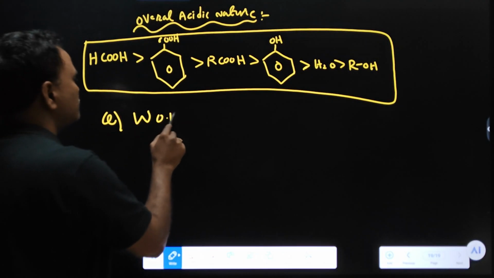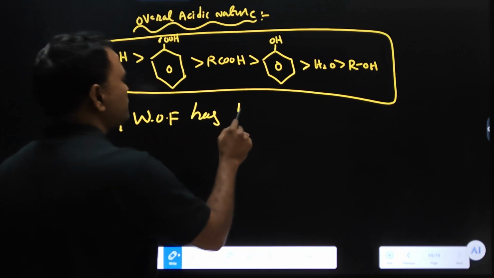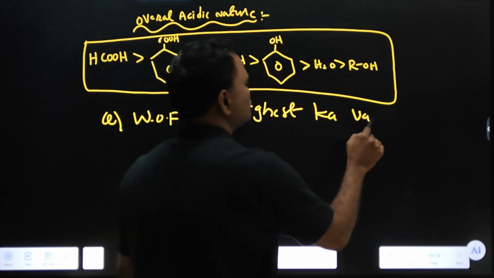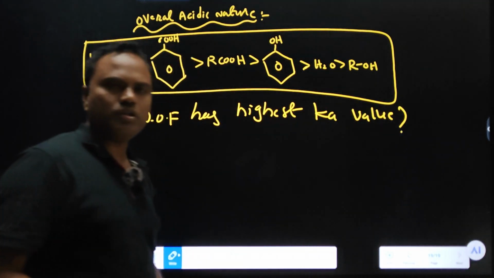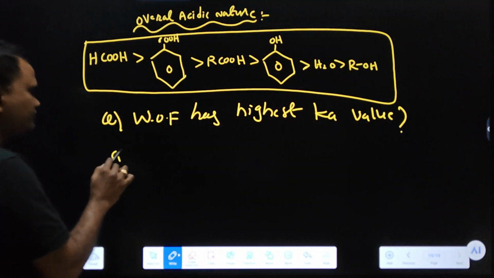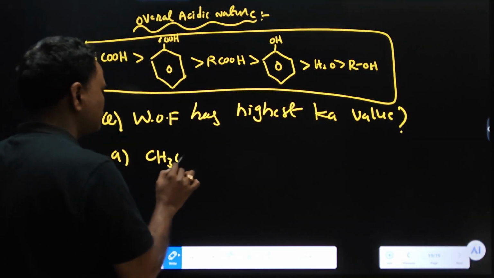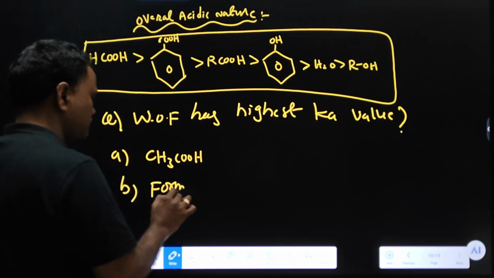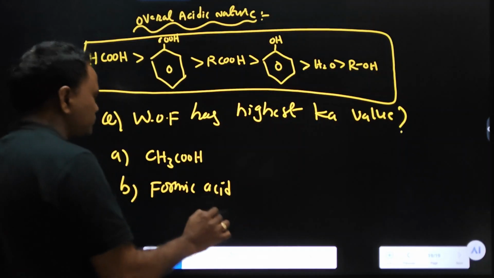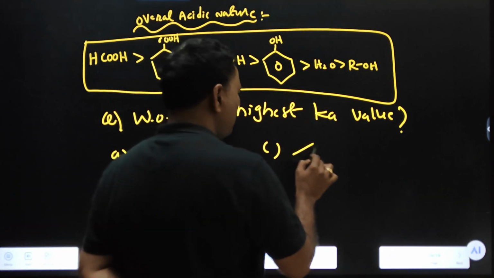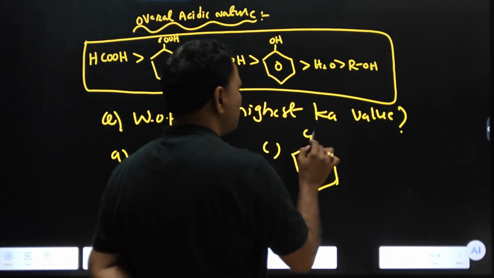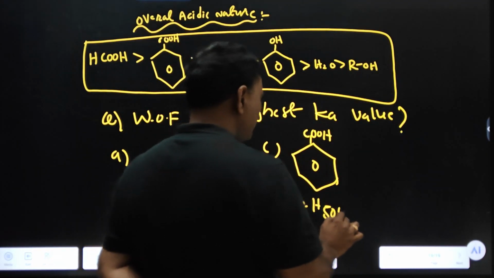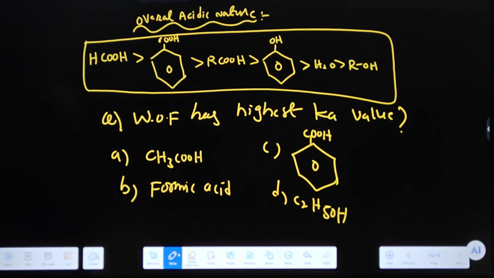Which of the following has highest Ka value? Sometimes you will get the names also, that's why I am giving the name. What is its name? Benzoic acid. C2H5OH. Which is having more Ka value? Which is more acidic?